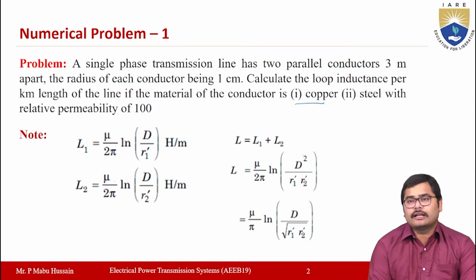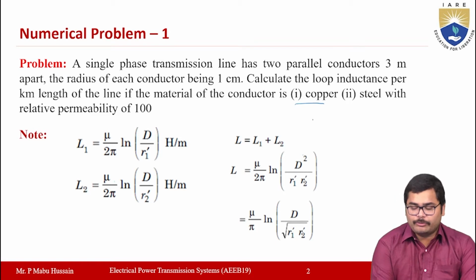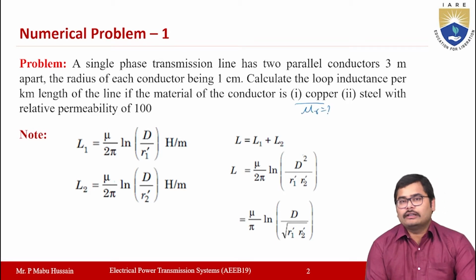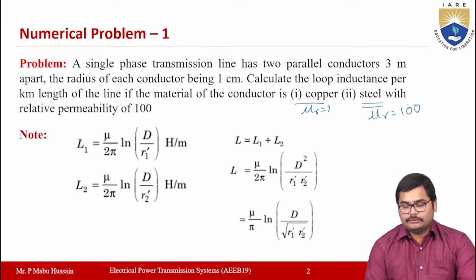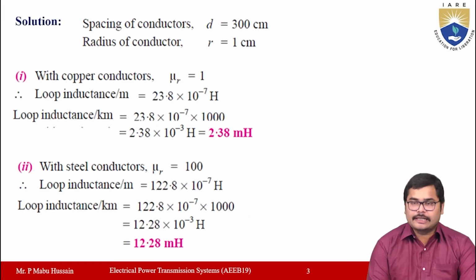So in one case, the conductor material is copper, so the mu r value will be equal to 1, and in the second case, the conductor material is steel, and the relative permeability will be given as 100 here. Okay. So first take the first case here.